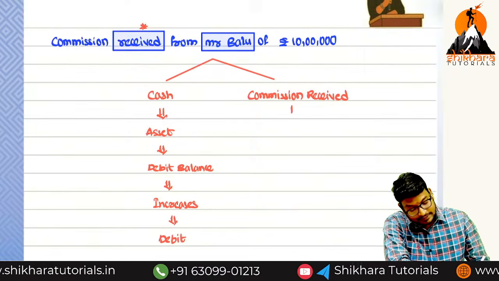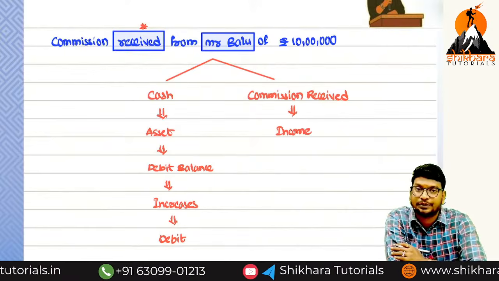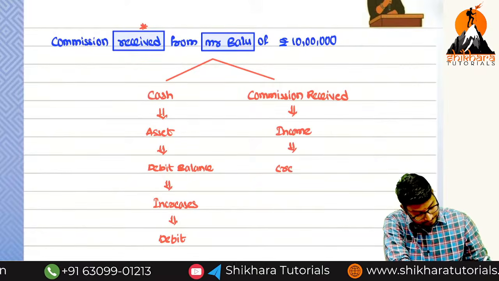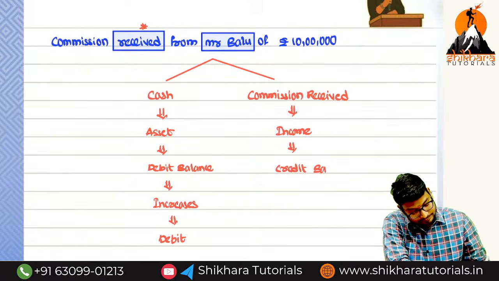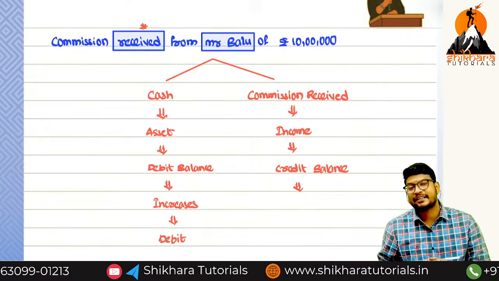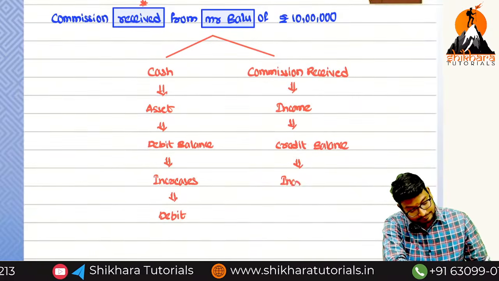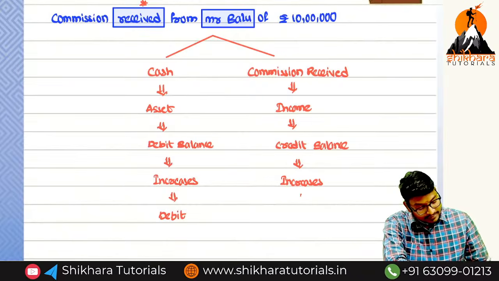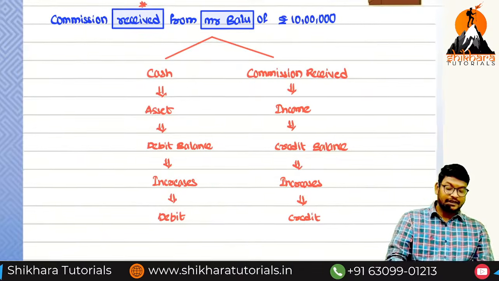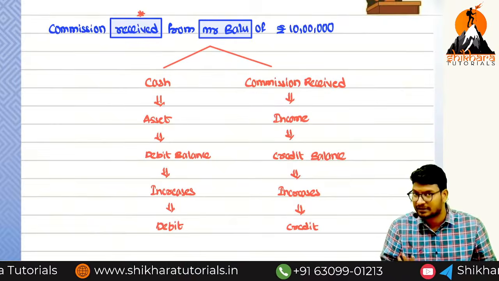Next, commission received. Income or expenses? Income. Income will have which balance? Credit balance. Okay guys, any income or any expenses, so what we have to do? Always increases. So if the credit balance increases, what we need to do? Credit. So can you say the entry? The entry will be cash account debited to commission received account, or we can write just commission also, no problem.